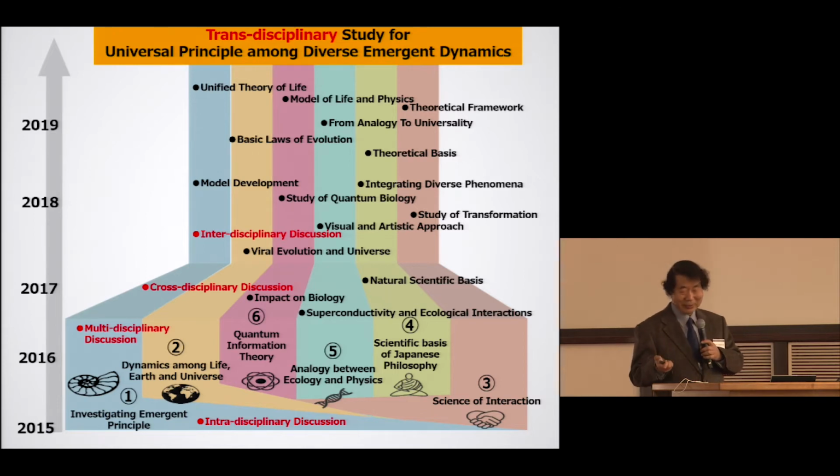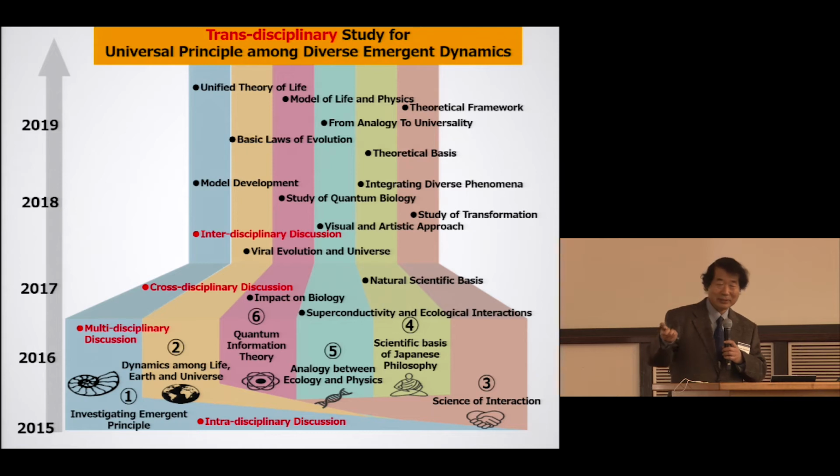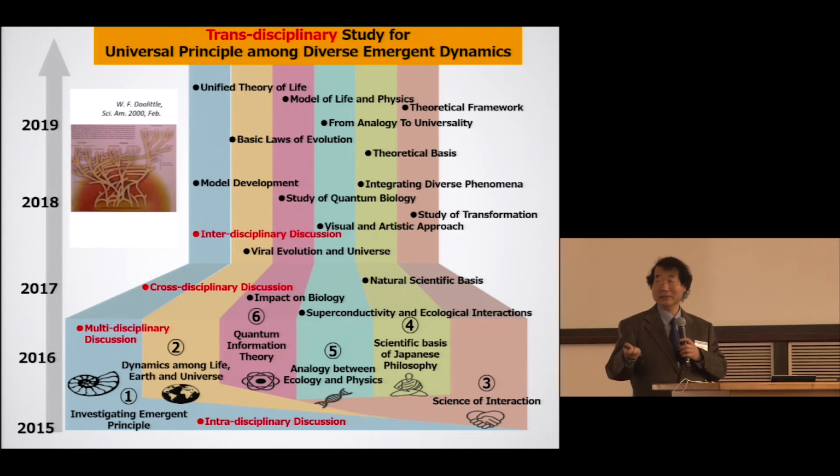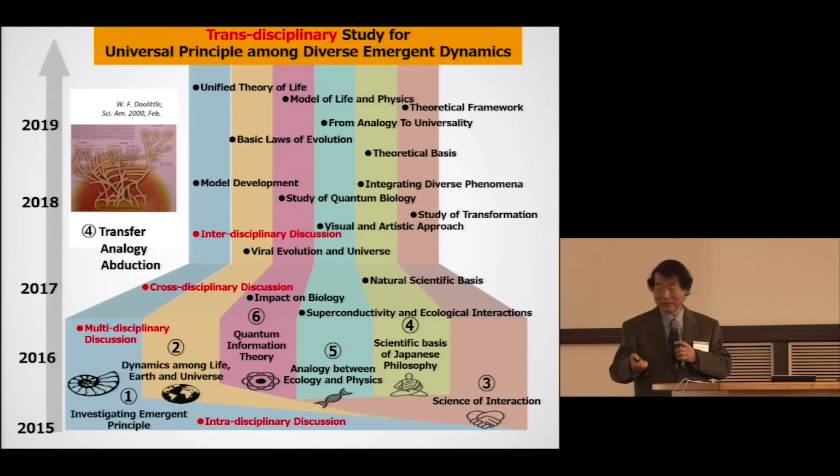Actually, this is a roadmap of our research unit starting from 2015. Interestingly, this kind of evolutionary change of our interest or subject looks like evolutionary trees of biological organisms. Such analogy is relating to transference between seemingly quite different dynamics.